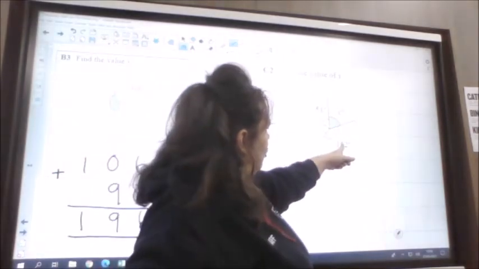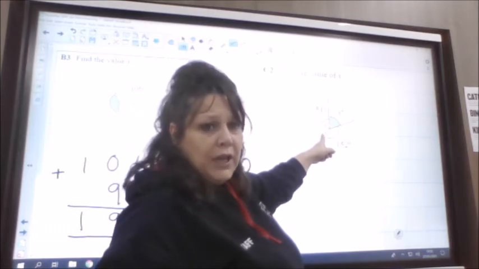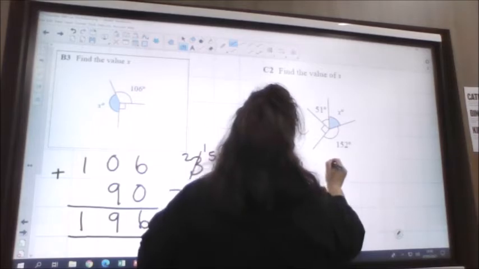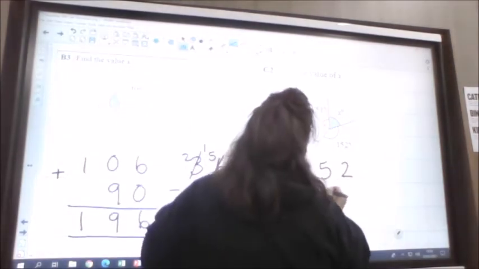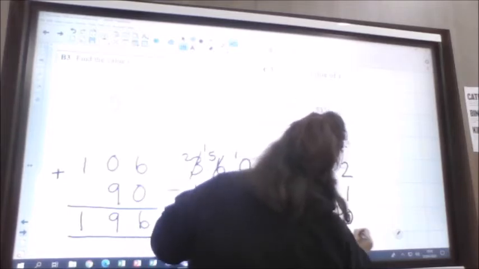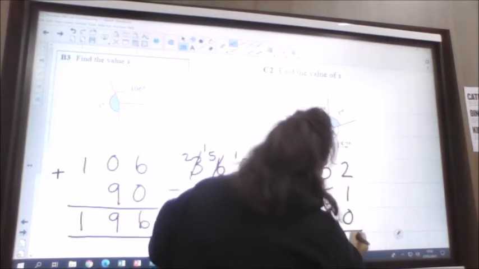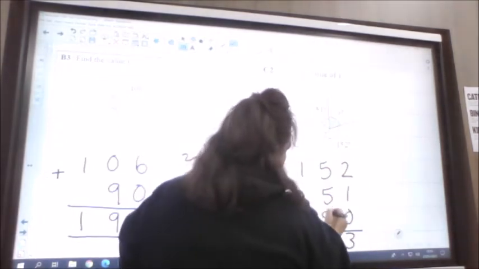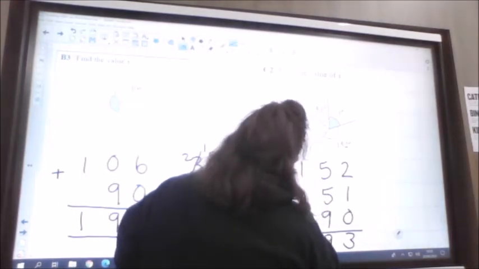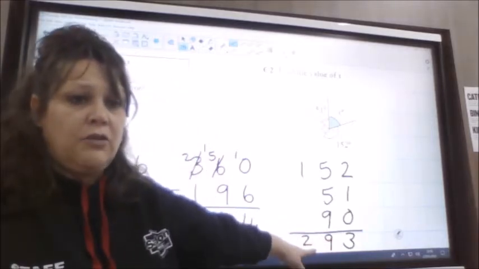So far I've got 152, I've got 51. Oh, and I've got a square corner here again. So that means 90. So I'm going to do 152, add 51, add 90. And then I know what angle I've got to start off with. So I've got 2 add 1 is 3. 5 add 5 is 10, and that now makes 19. And then I've got 1 to carry over. 1 and 1 is 2. So I've got 293 degrees.